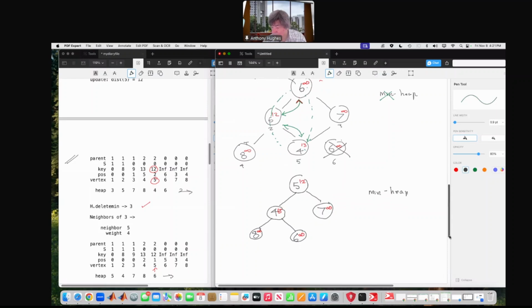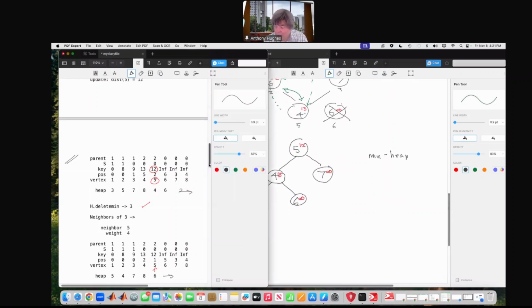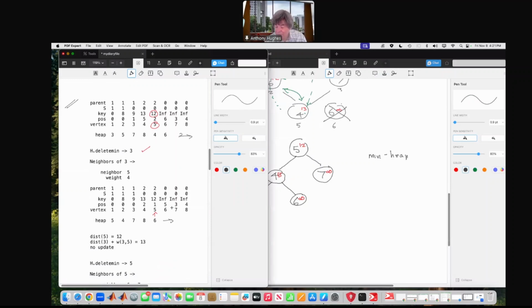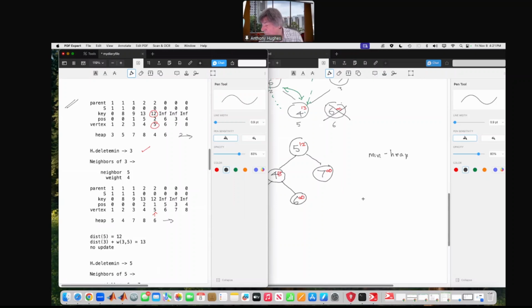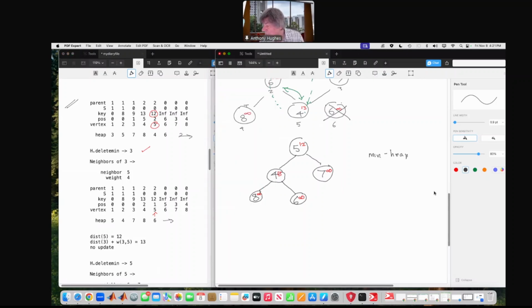So we rebalanced, and we now got the tree, and now we have to update the neighbors. Okay, well, the neighbor of 3 is just 5. There's only one neighbor of 3. So let me try and show you what's going on now. If we got the picture, we've deleted 3, and it's in the tree. It's deleted 3, and we have one neighbor.